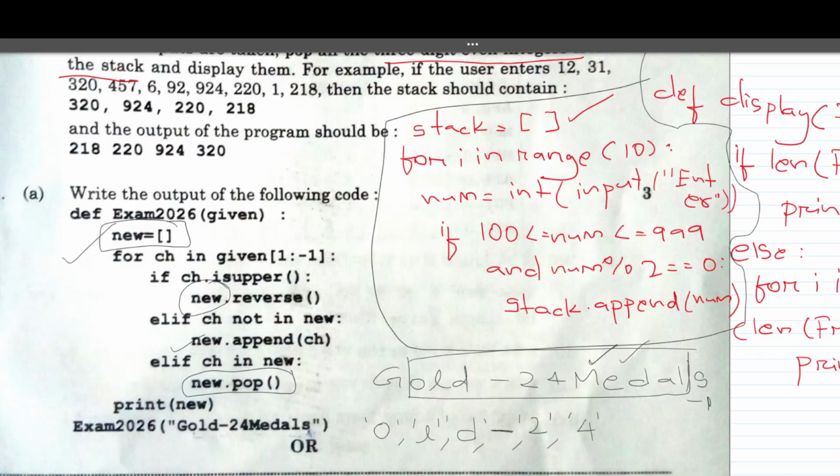Is L already present in my list? At first you need to check whether it is uppercase. No. Is it already present in the list? Yes. So what will happen? Pop. Pop means what? This A will be removed from the list. Okay. So your final list will look something like this. Understood? This is how you need to perform this particular question.